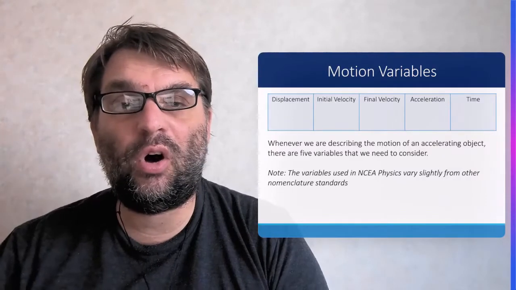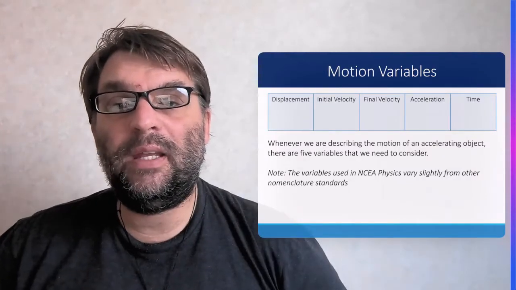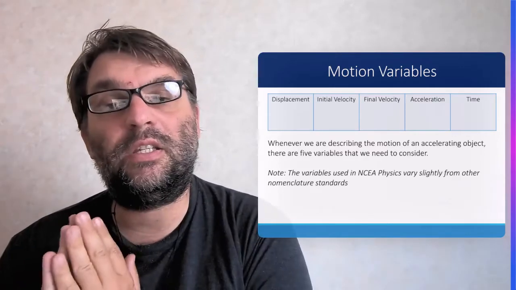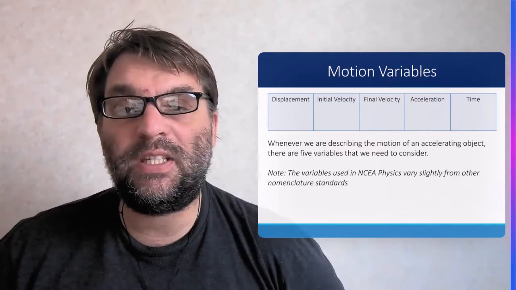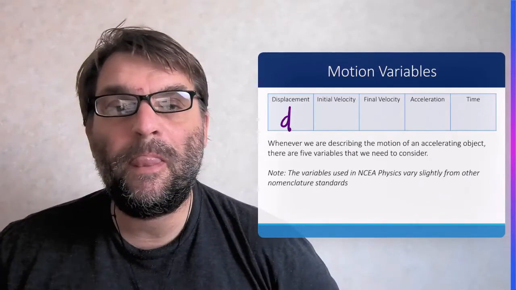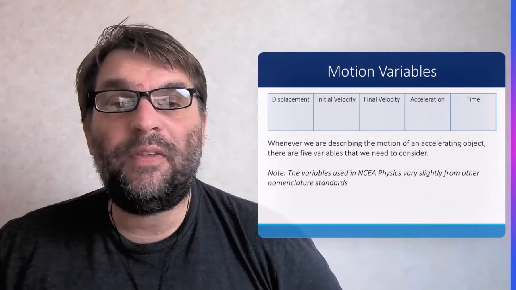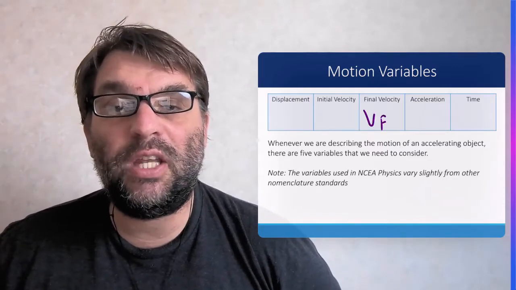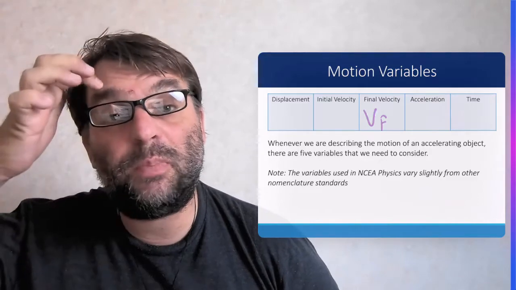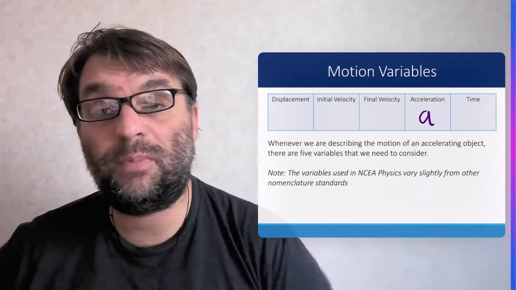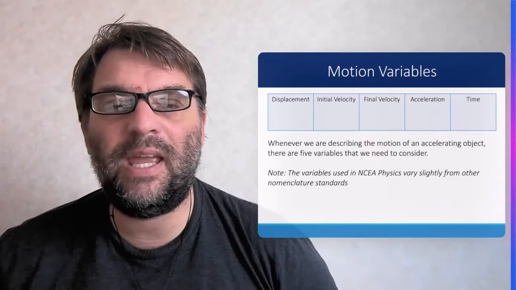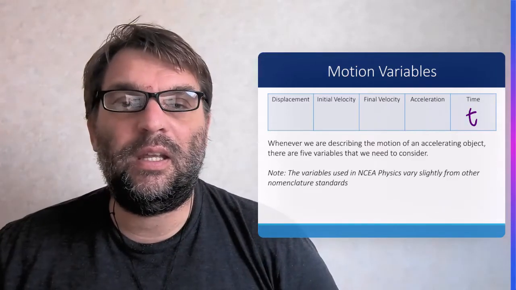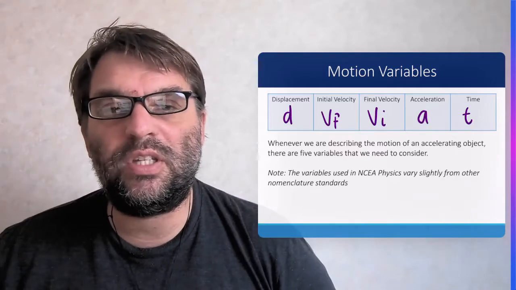In terms of moving on, in NCEA physics there are a number of motion variables. There is displacement, which is given as d, that's the symbol. Of course, the units are meters. The initial velocity, vi, units meters per second. The final velocity, vf, which will be meters per second. Acceleration, which we've just been introduced to, which is lowercase a, with the units of meters per second squared. And time is symbol t, and its units are seconds.